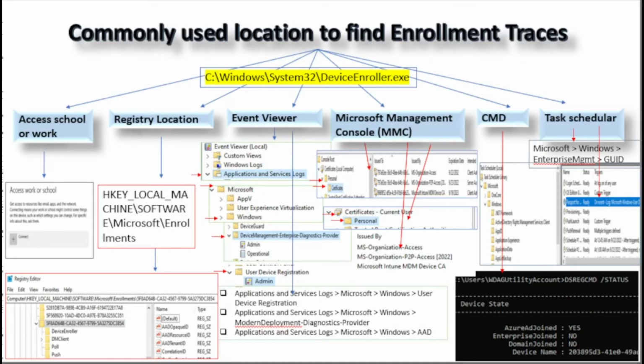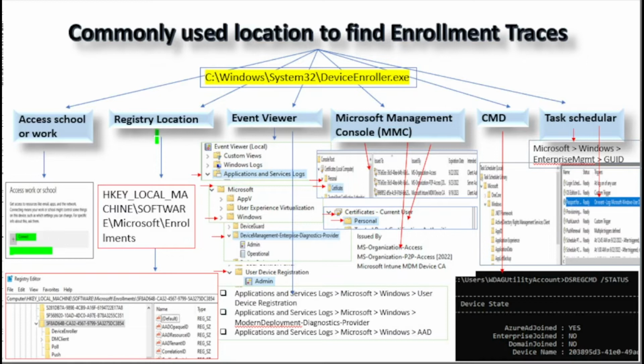The last, and very important and useful, location is the Event Viewer, in which we can find detailed information about device enrollment. This is very useful when we are performing troubleshooting, and we can also track the entire enrollment flow in Event Viewer. This slide is showing the same thing. Let's say if a user wants to enroll their device in Intune, they need to go to Access work or school, and then they can use the Connect option to register their device in Azure AD, or they can use the MDM only option.